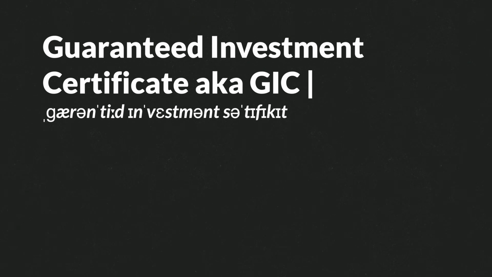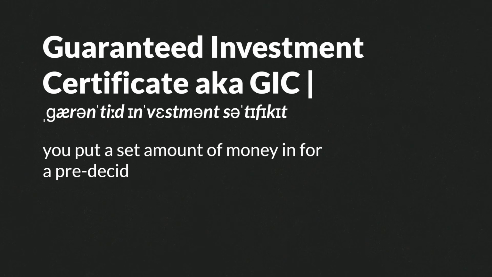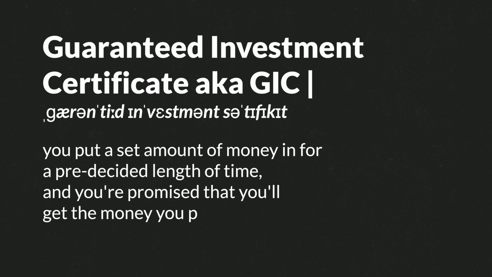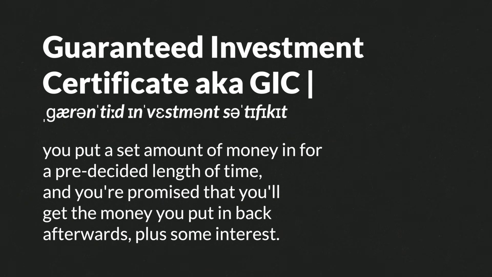So what do you actually invest in? Let's start off with an option that we haven't really talked a lot about in the past before. A GIC is a guaranteed investment certificate. And basically what happens is you put a set amount of money in for a pre-decided length of time, and you're guaranteed to get the money that you put in back afterwards, plus some interest.